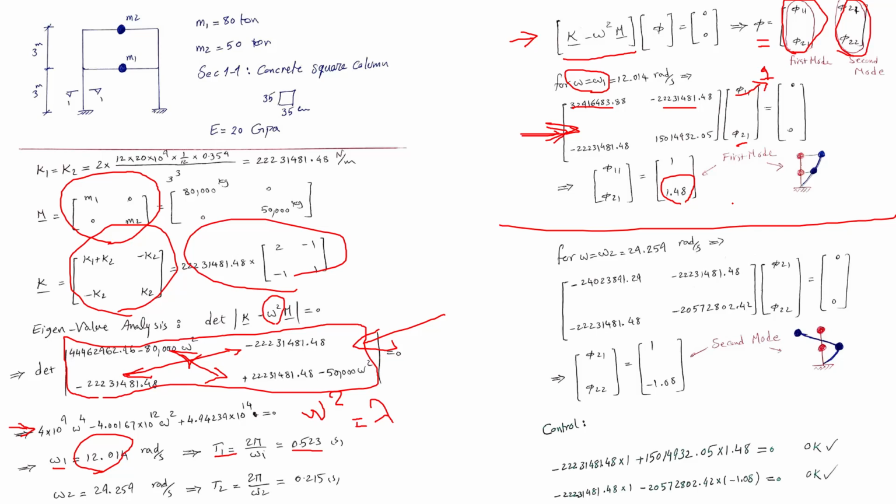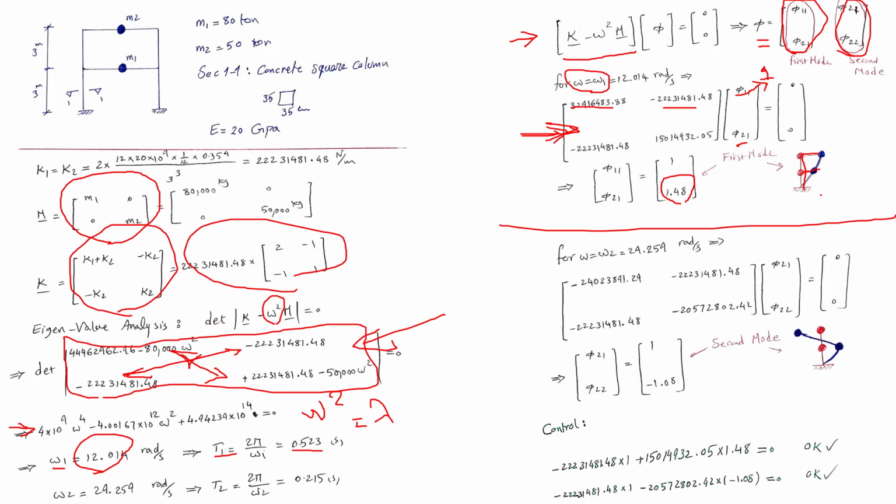This is called the first mode shape of the structure. It means that if the structure is this one, the red one, the blue one shows the first story going 1 unit to the right, and the second story going 1.48 to the right. The deformed shape of the structure is called the first mode of vibration.